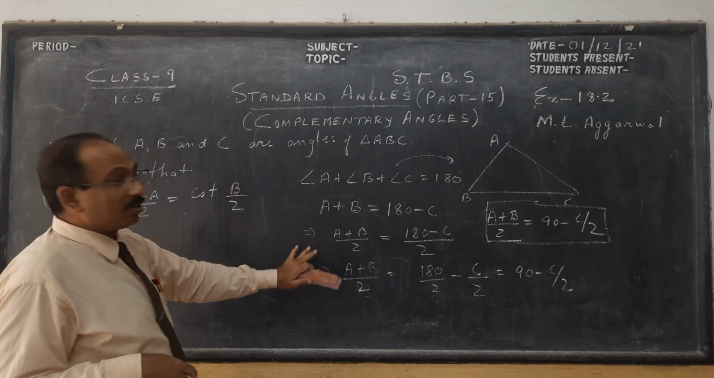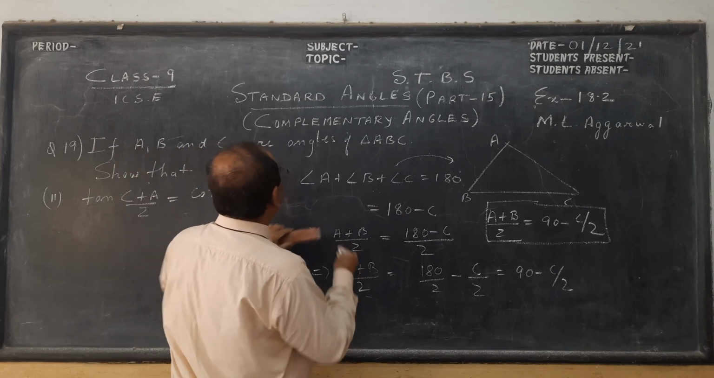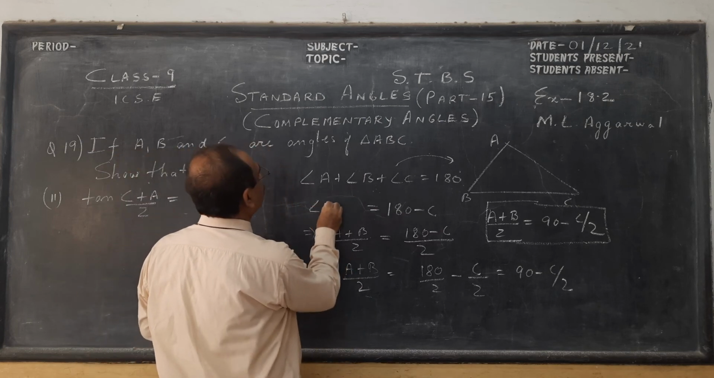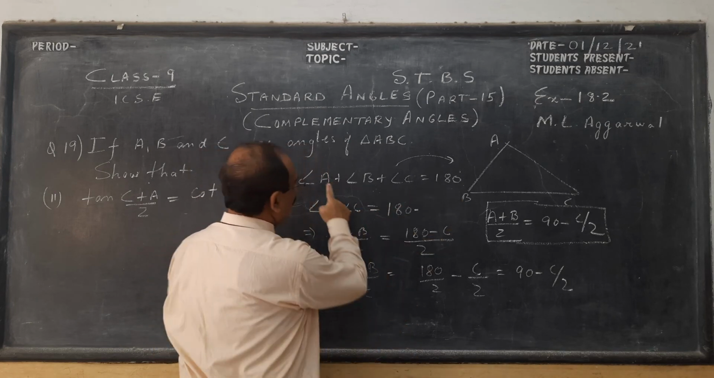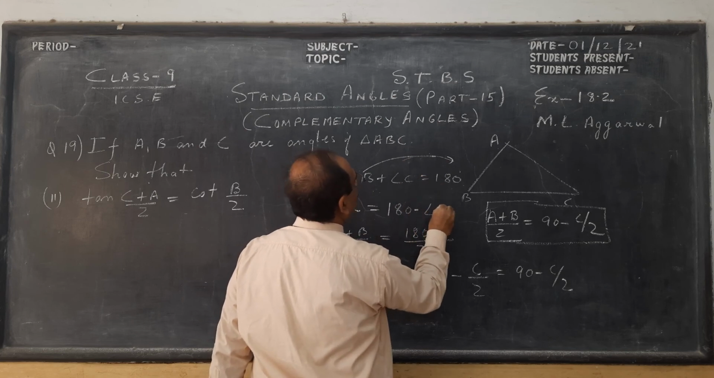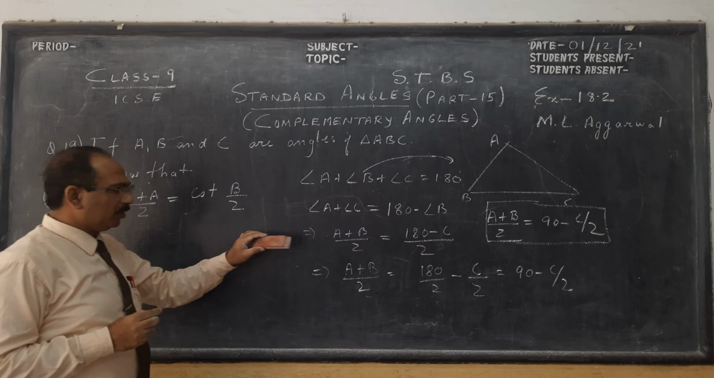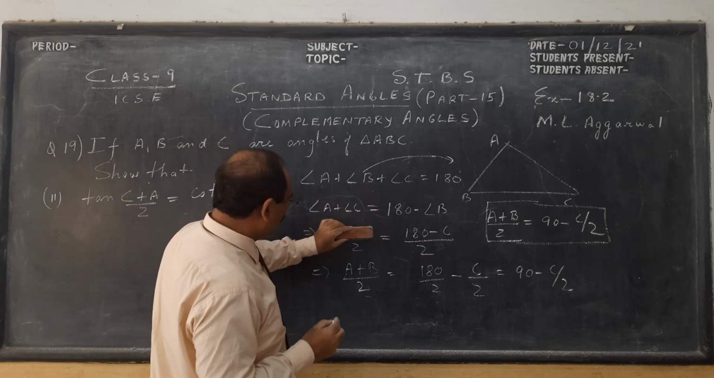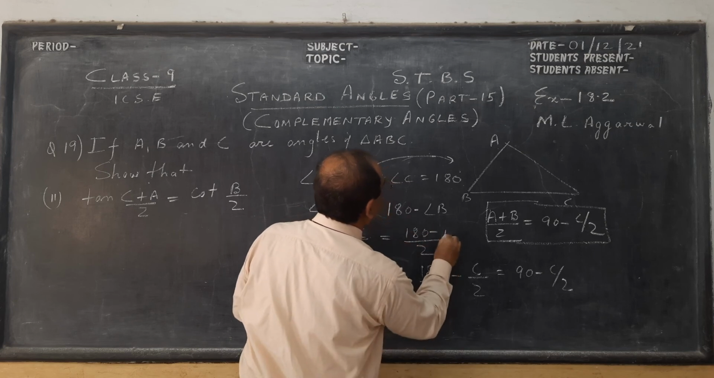So this I have not rubbed, children. Here I need C plus A. So here what I have is angle C plus A, so angle A plus angle C. If you have A and C, B will go to that side. So this will become 180 minus angle B. C plus A, you get B by 2. See how we get it.